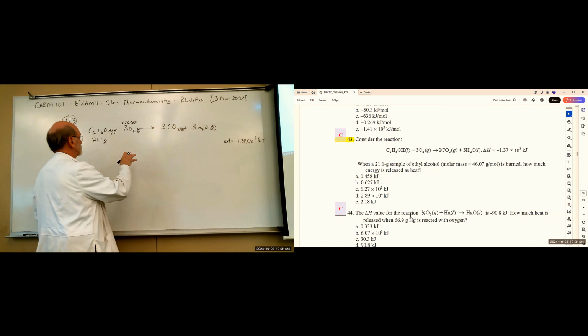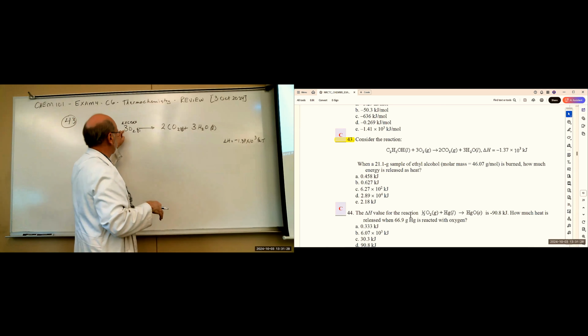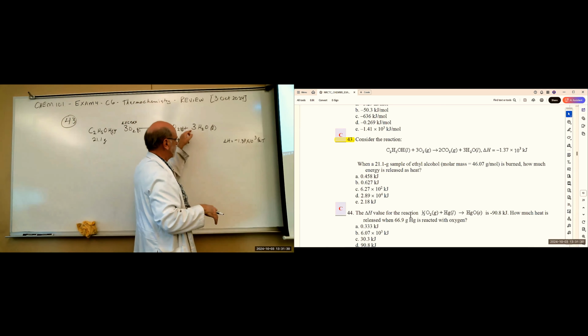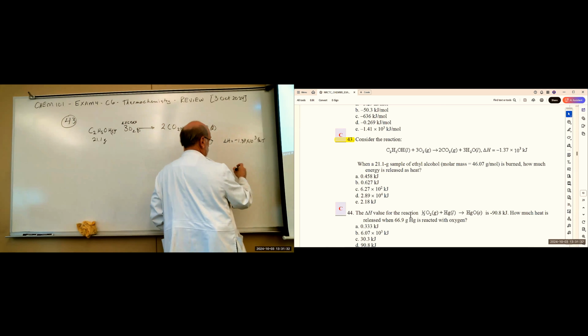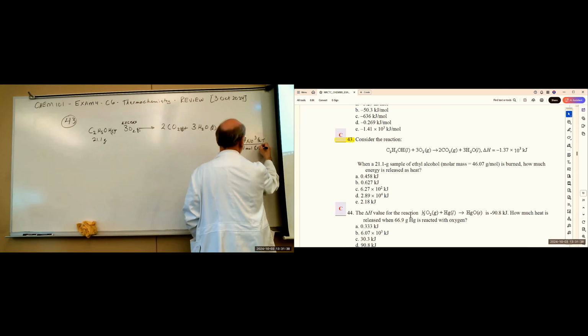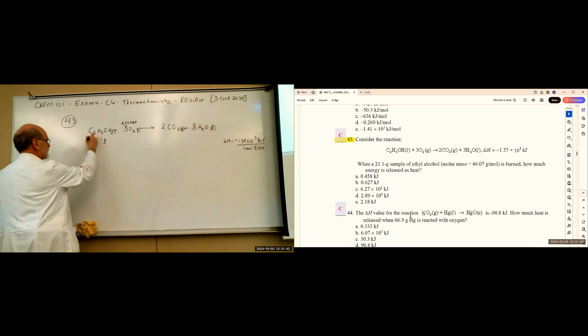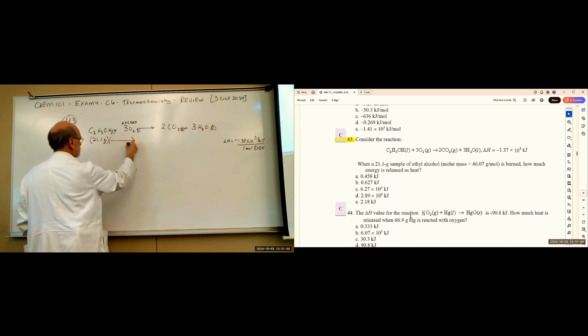But this is per 1 mole of ethanol, per 3 moles of oxygen, per 2 moles of CO2, and per 3 moles of water. So in order to make it useful for us, this is per 1 mole of ethanol. That's my abbreviation for ethanol. So we need to convert this to moles.